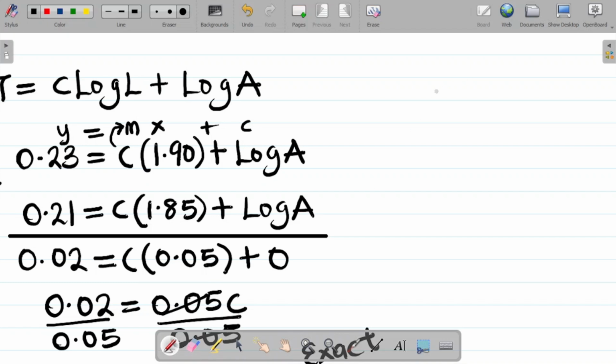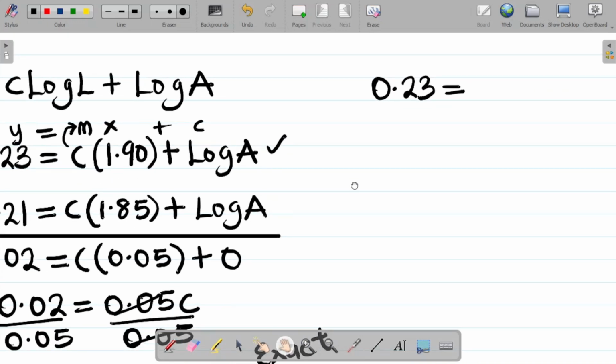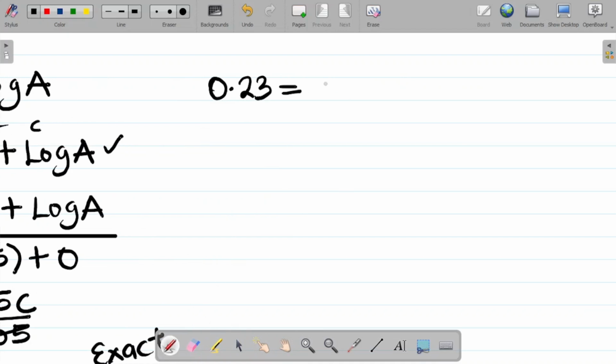From my first equation, I have that 0.23, that's this one here, is equal to C times, from here, C times 1.90, so it's equal to C into 1.90 plus log A. So plus log A, I have this.